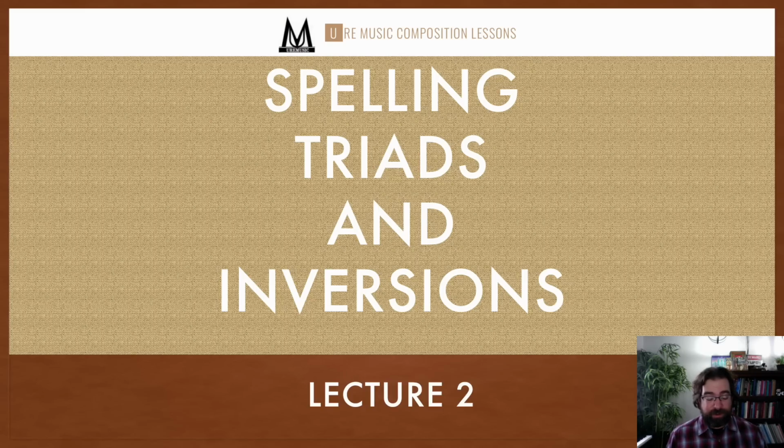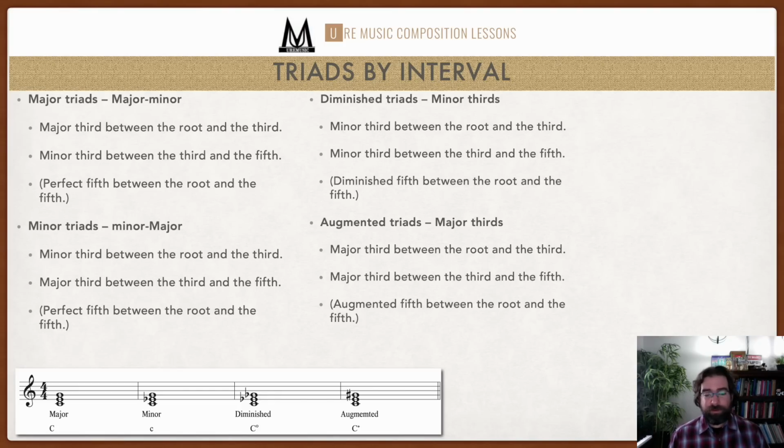So at this point, now that I've introduced the concept of triads, we're going to start talking about how to actually spell these triads. And there's a few different ways. So the first way you can do it is by interval. There's a particular interval between each chord member in a triad.